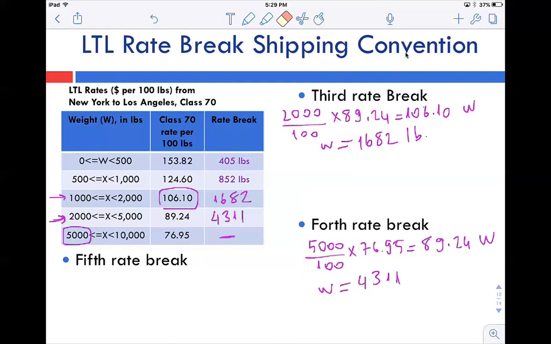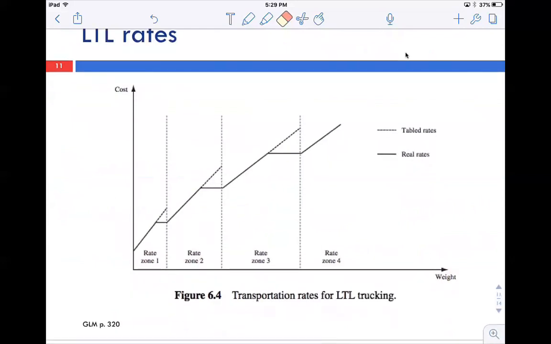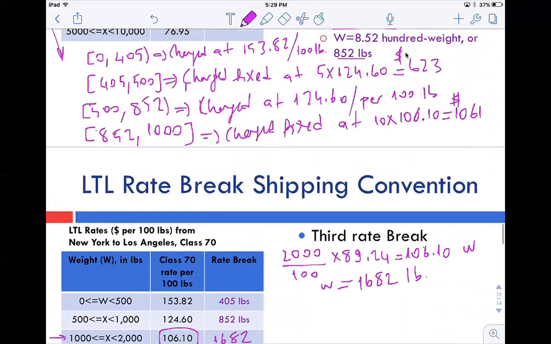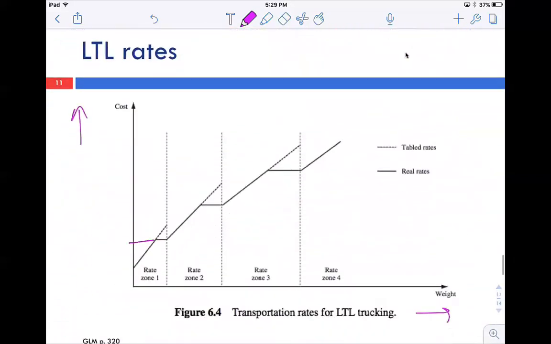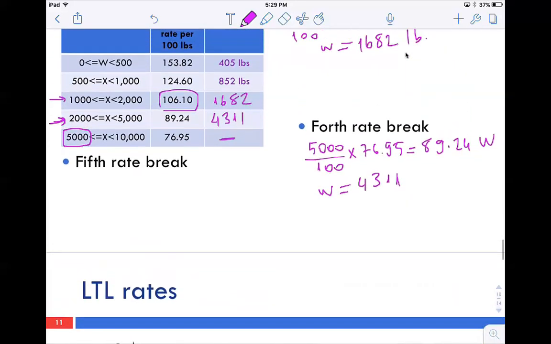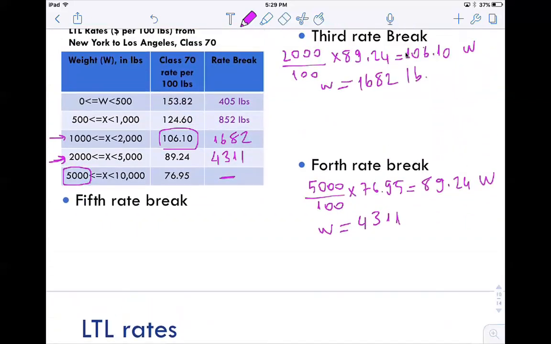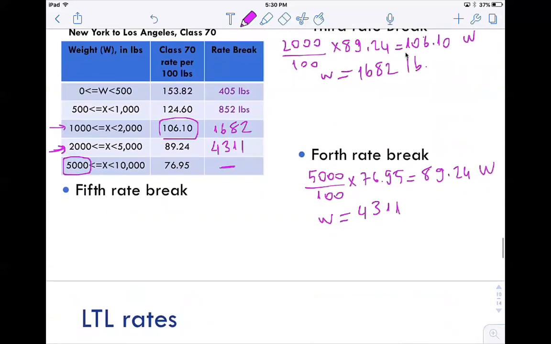Okay. If you actually use this rate break information and put everything on a graph, it would look like this, right? For example, this first rate break is here. Again, on the y-axis, you have the total cost. On the x-axis, you have the weight. The first rate break happens at 405 pounds, right? So 405 pounds. The second one is 852. The third one is 1682.